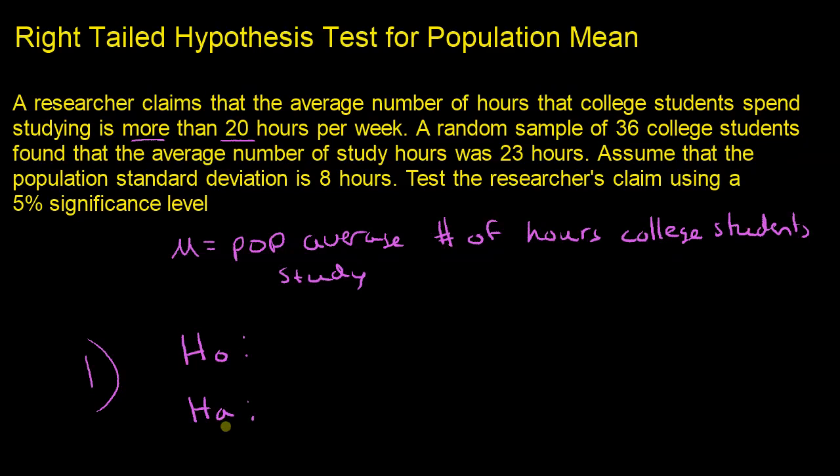So the first step is finding our null and alternative hypotheses. We're trying to test if mu is more than 20 hours. So the null hypothesis will be that we assume mu equals 20. The alternative is that mu is greater than 20. That's what makes this a right-tailed test. We're interested in values of our test statistic that are large, because we have this greater than sign. So for large values of the test statistic, it's a right-tailed test.